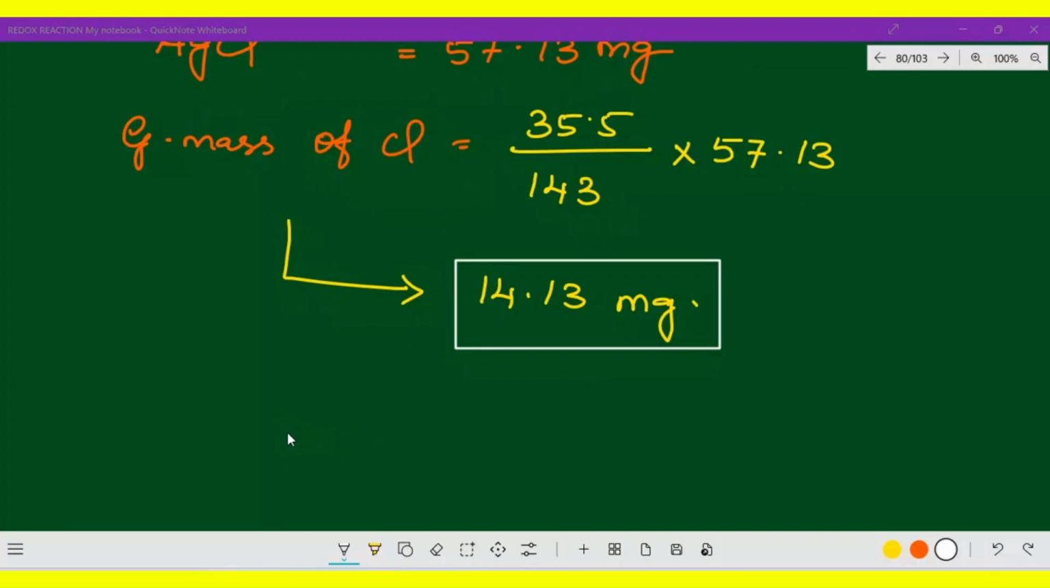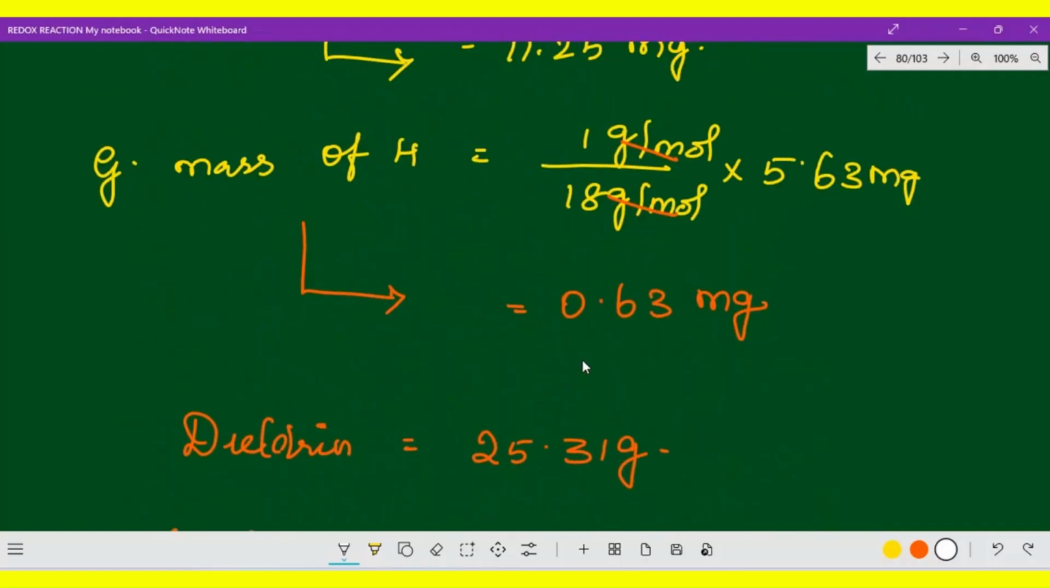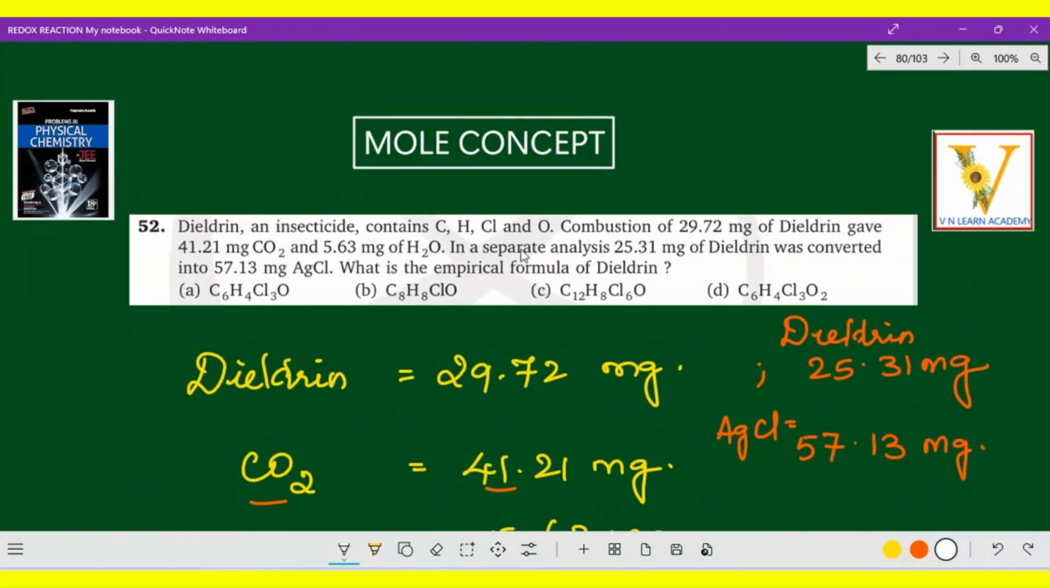Now we have to find out the first sample, due to the combustion, how much dieldrin it is having. Before conversion to AgCl, it is 29.72. The first time, carbon, hydrogen, chlorine and oxygen are there. Now in that also, chlorine is available, not only in AgCl, right?